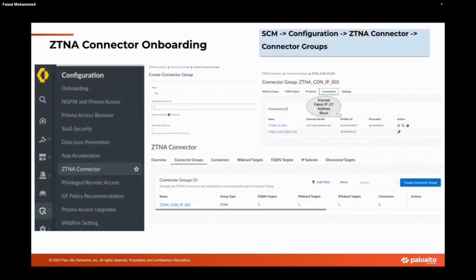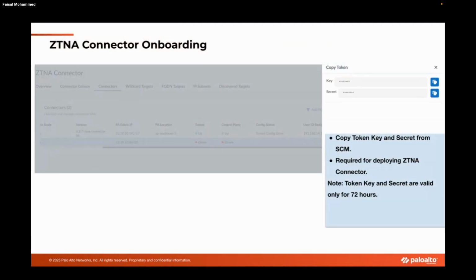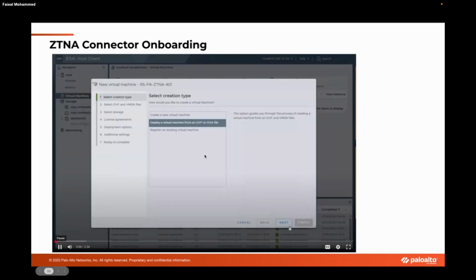We create a connector group. We onboard the connector. We create the connector, and then we have a token in our hand ready to build the connector. Okay, so once we have it, we determine which platform we are going to do it. The token and the secret which we generated will be configured as part of the template to deploy the connector, and we'll have a short video here that shows you how the connector is deployed in ESX platform.